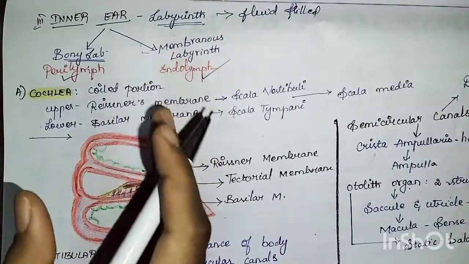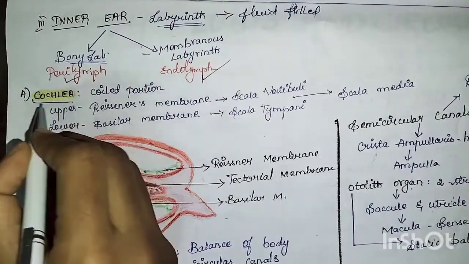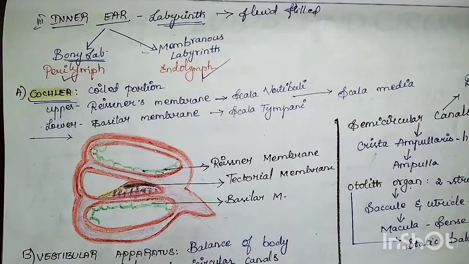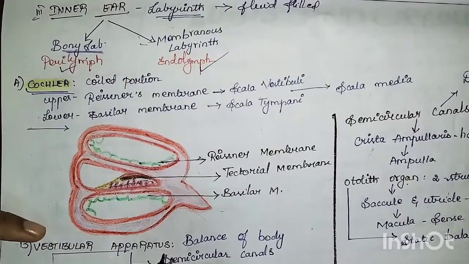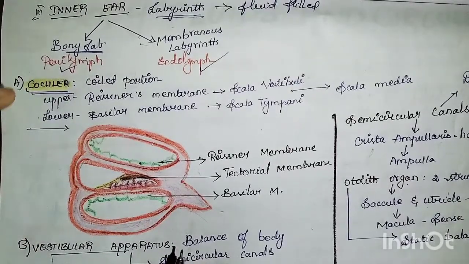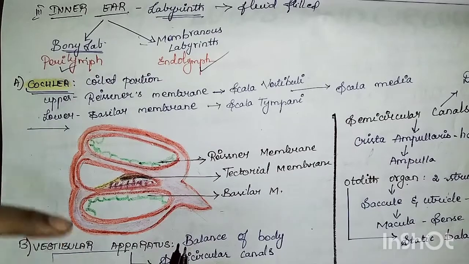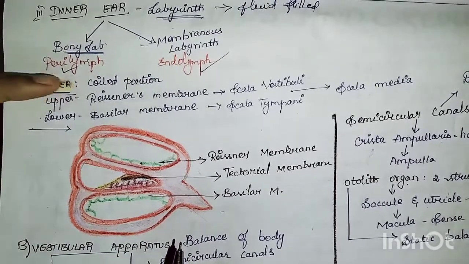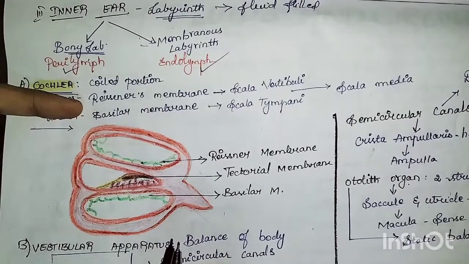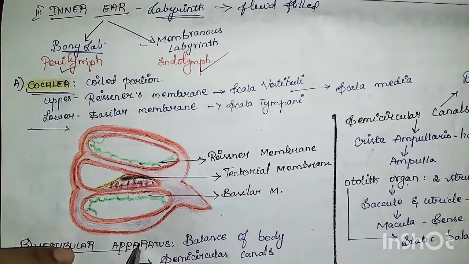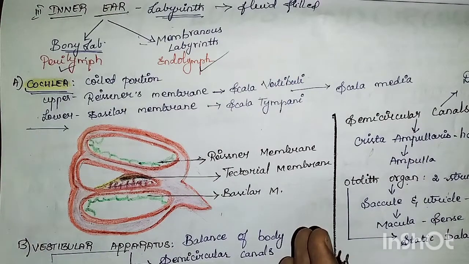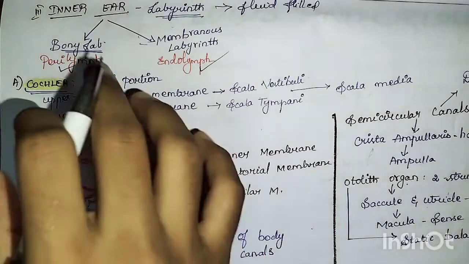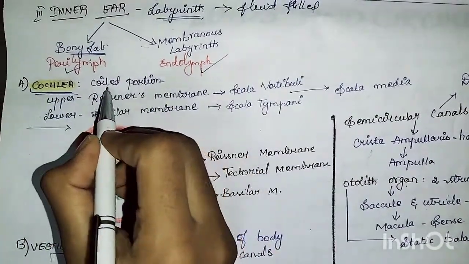The main part of the inner ear is the cochlea, and the secondary part is the vestibular apparatus. These two parts compose the inner ear. The cochlea is for sound assimilation and taking the sound to the brain, and balance of the body with respect to the force of gravity is maintained by the vestibular apparatus. This cochlea is a coiled portion.